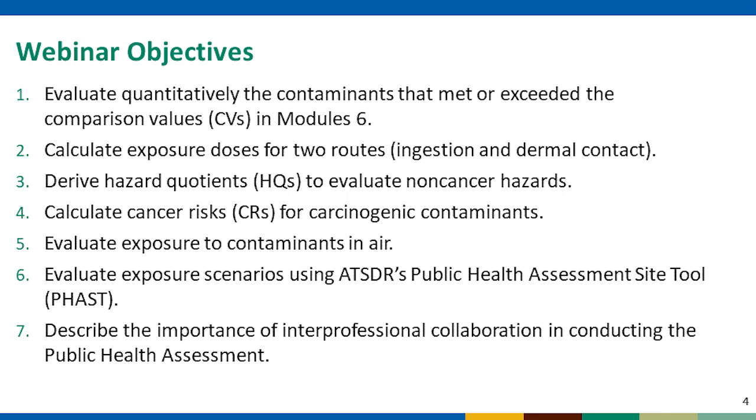During today's webinar, you will learn how to do the following. Evaluate quantitatively the contaminants that met and exceeded the comparison values, or CVs, in Module 6. Calculate exposure doses for ingestion and dermal contact. Derive hazard quotients, or HQs, to evaluate non-cancer hazards. Calculate cancer risk, or CR, for carcinogenic contaminants. Evaluate exposure to contaminants in air. Note that this differs slightly from the evaluation of contaminants in other media, such as soil and water. And use ATSDR's Public Health Assessment Site tool, called FAST, to evaluate default and site-specific exposure scenarios.